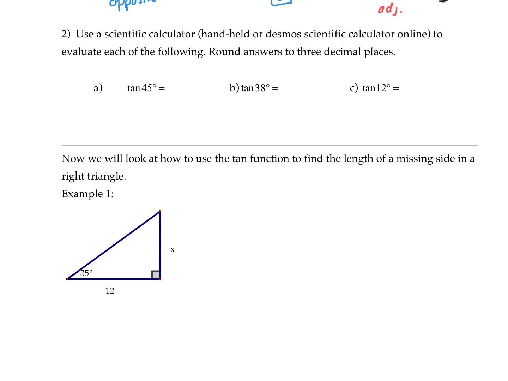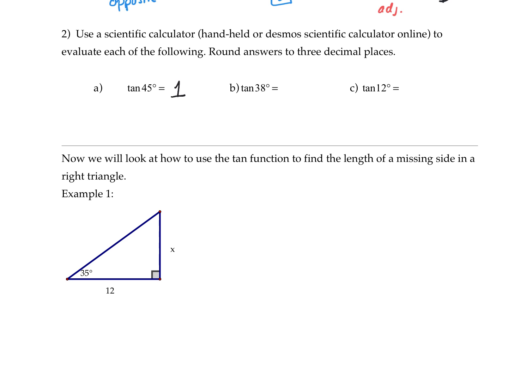Okay, next we're just going to do a few quick problems on the calculator. So remember, you want a scientific calculator or the Desmos scientific calculator open in a tab on your computer or your phone in scientific mode. So you're going to find the tangent of each of these three angles. The tangent of 45 degrees is just equal to 1, no rounding necessary.